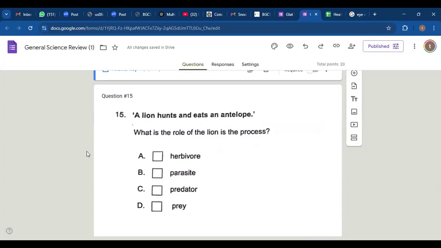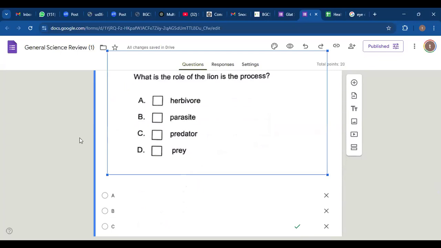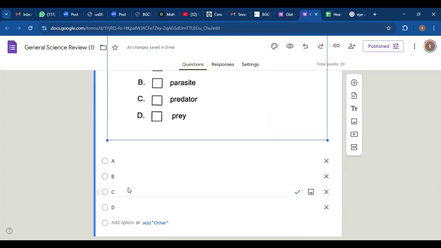Number 15. A lion hunts and eats an antelope. What is the role of the lion in this process? Predator. C. Predator.